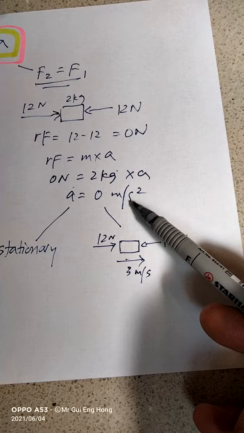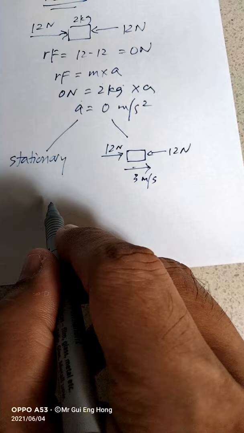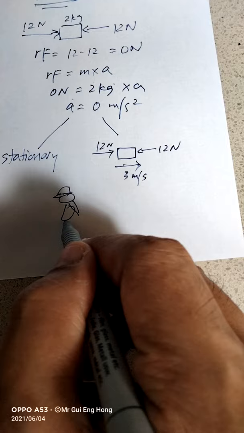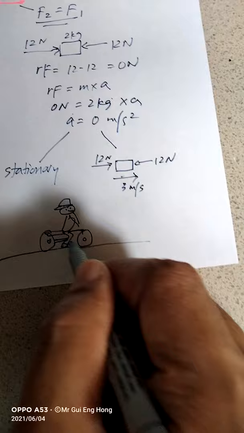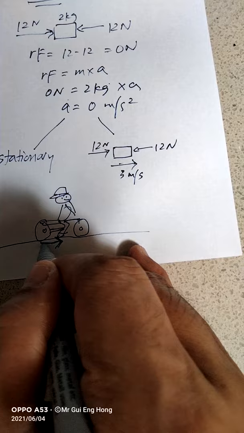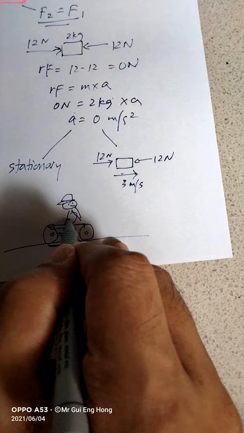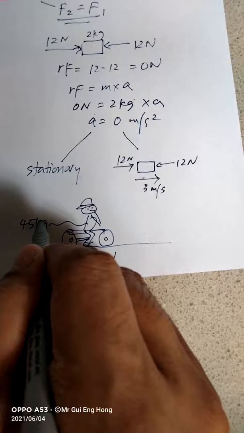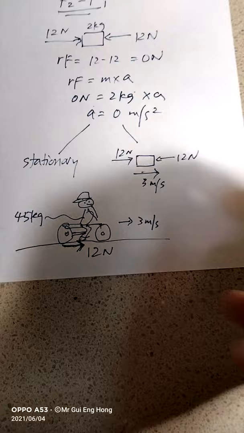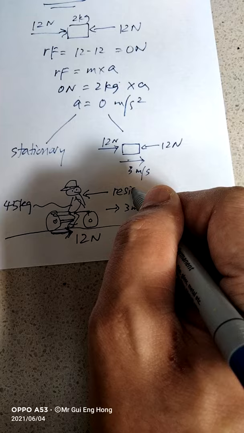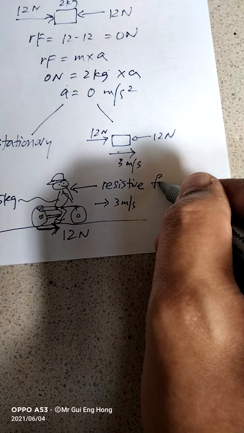Now commonly we can see an example of, say, a person riding a bicycle. Okay, I draw a bicycle, a person riding a bicycle. Now, if the forward force is 12 newton, regardless of how heavy the bicycle can be, if we know that the bicycle is moving forward with a constant speed in a straight line, say for example 3 meter per second, then we know that the resistive force, in this case the air resistance, must also be 12 newton.